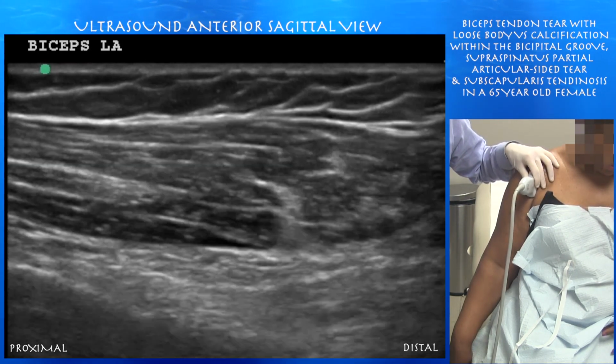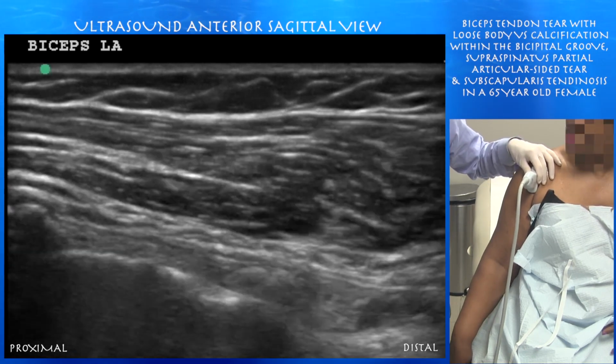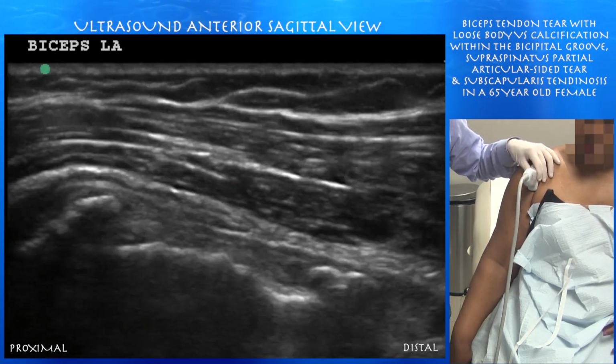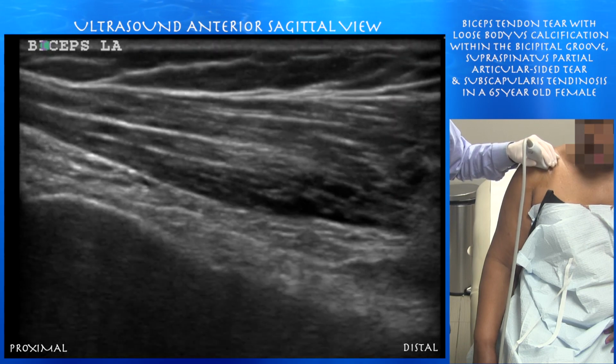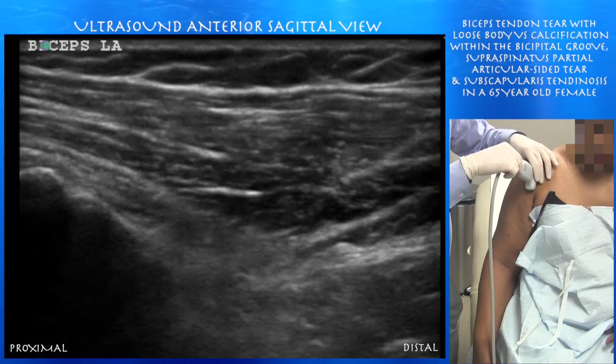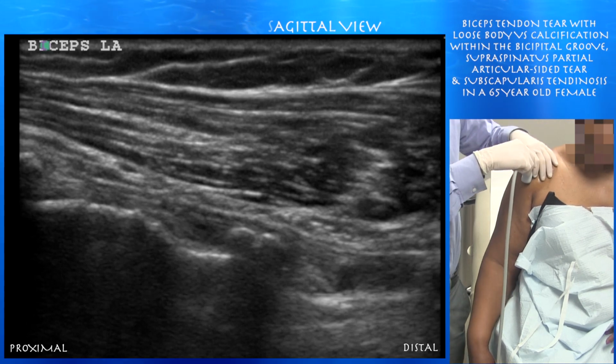And also I asked the patient if she feels like there's something loose floating within the bicipital groove, and she said no. I really don't see a whole lot afterwards. So she may just have like a torn biceps tendon, and there's some calcium kind of maybe at the stump.